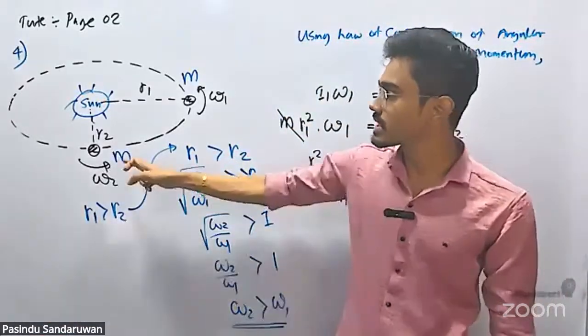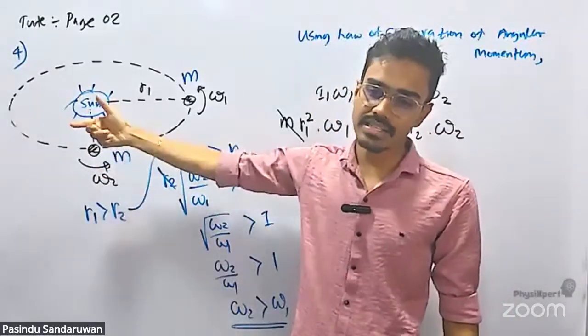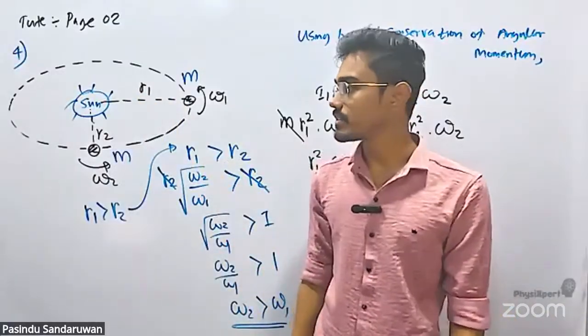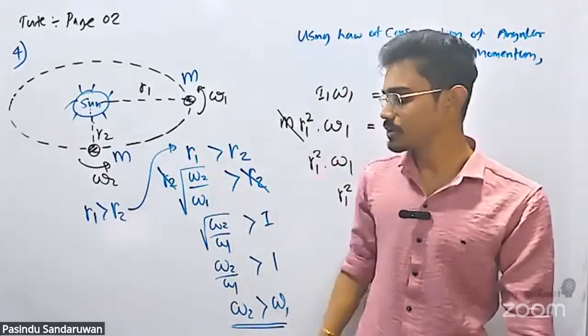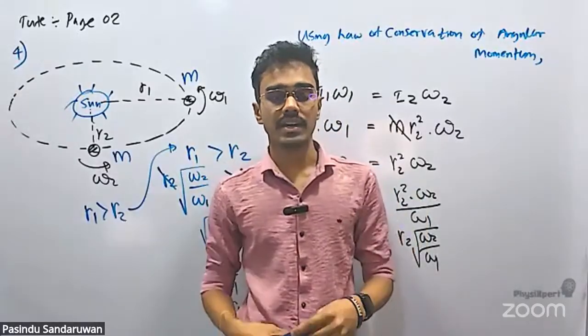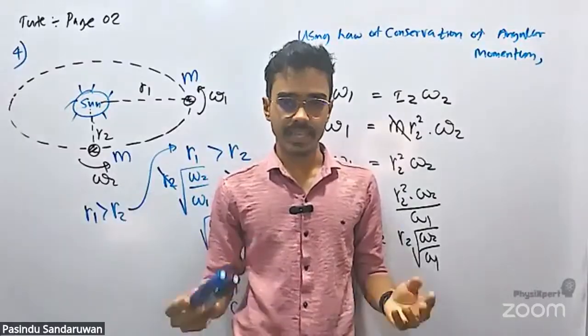Now omega 2 is greater. Omega 2 is greater means when this gets closer, omega increases. When this gets far away, it decreases. Got it? Omega 2 is greater than omega 1. That is why there are phenomena behind this. That is why sunset and sunrise change from time to time.